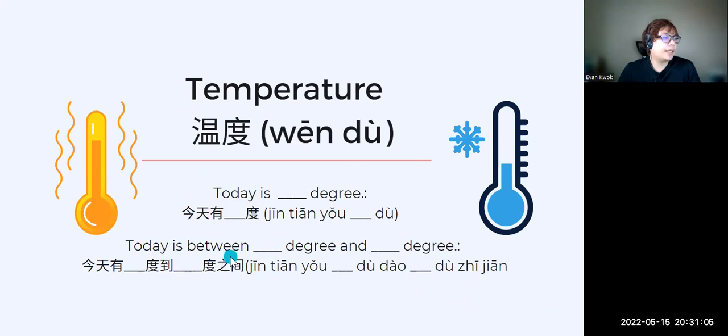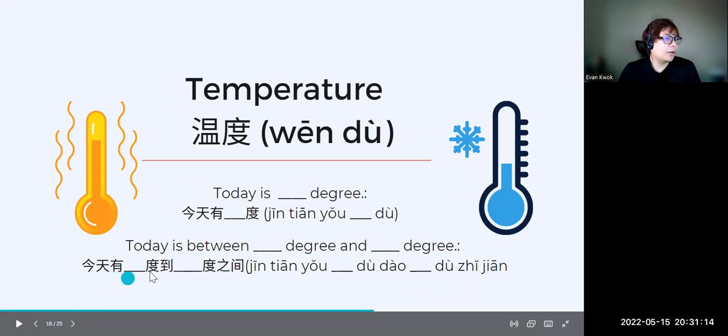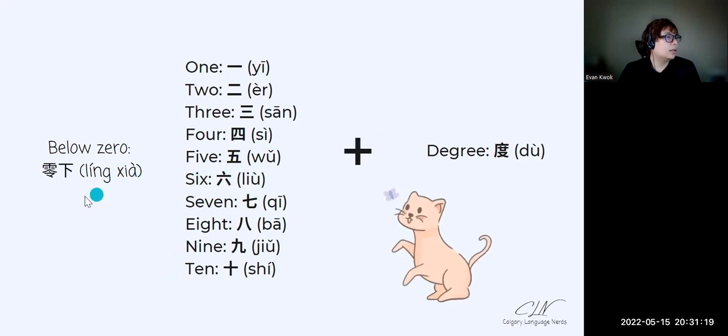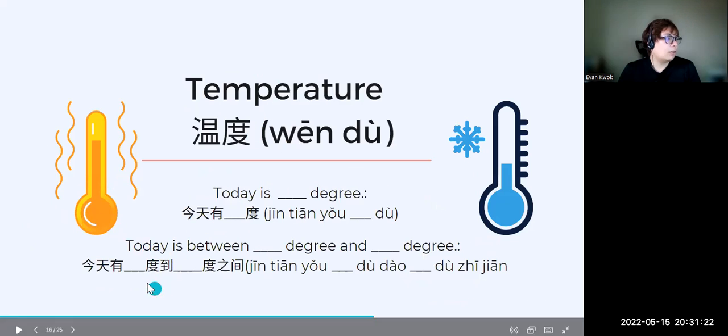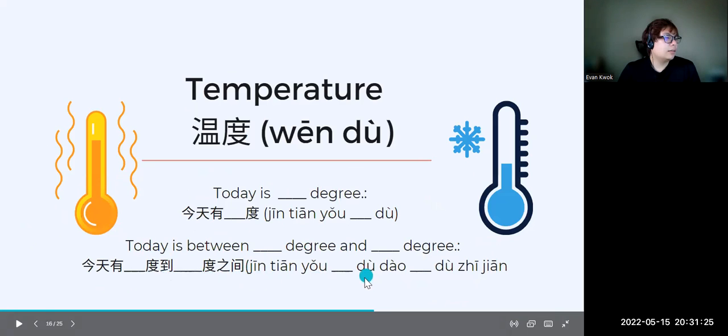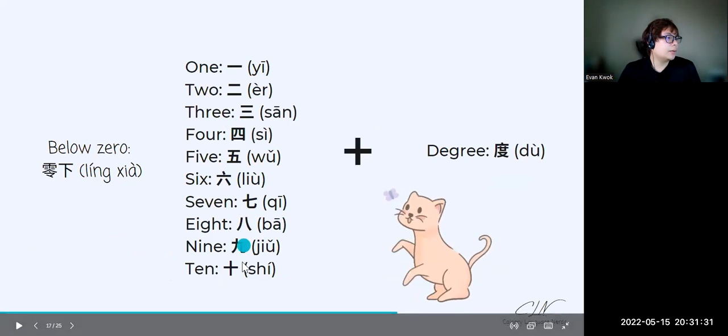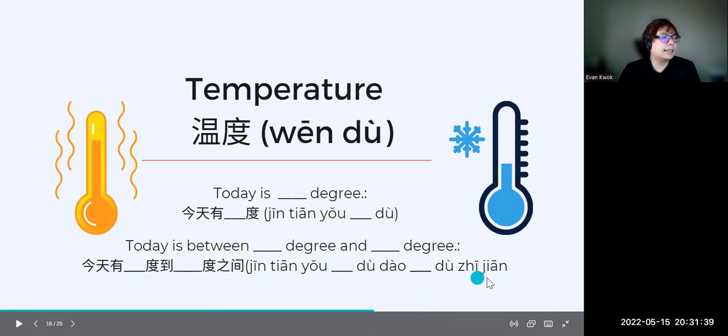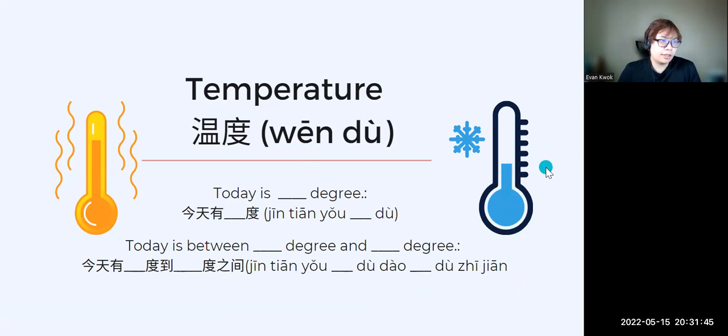And let's say today is between -5 and 12 degrees. So we can say 今天有零下5度, that's below 0, 5 degrees, 到12度. 12度. 之间 is between. So that's how you would use these 2 answers for the questions.